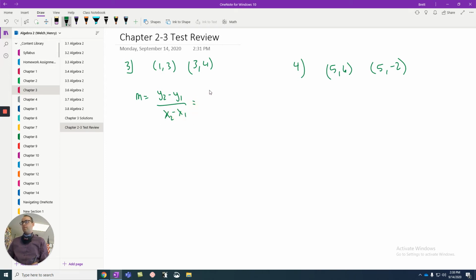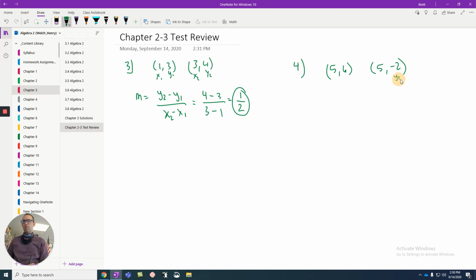So on this problem, I take my y2, which is 4, minus my y1, which is 3, over my x2, which is 3, minus my x1, which is 1. And if I simplify these, 4 minus 3 is 1, 3 minus 1 is 2, and my slope is 1/2. Over here I do the same thing.